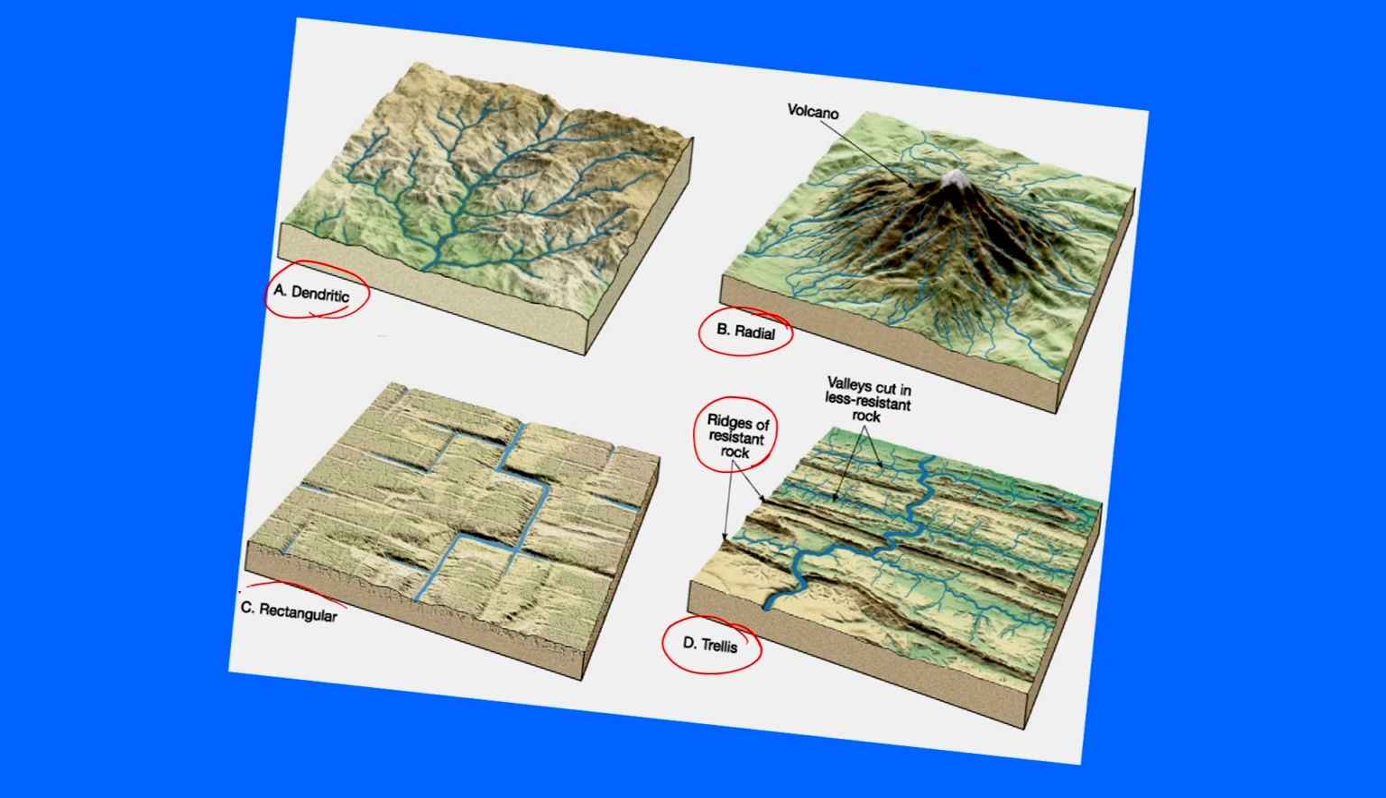And then, if you have fractures in the terrain, then you can come across this type of rectangular drainage, which will be almost at right angles to that. Okay.